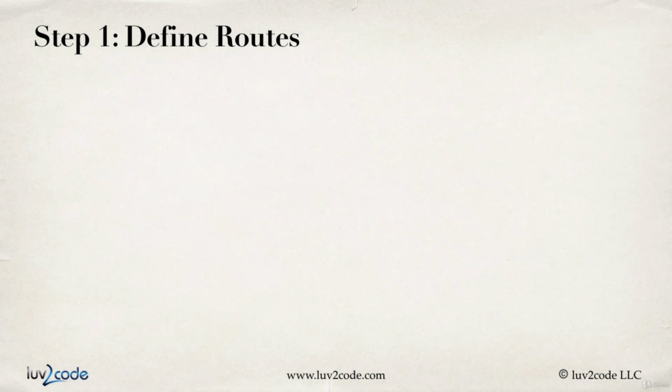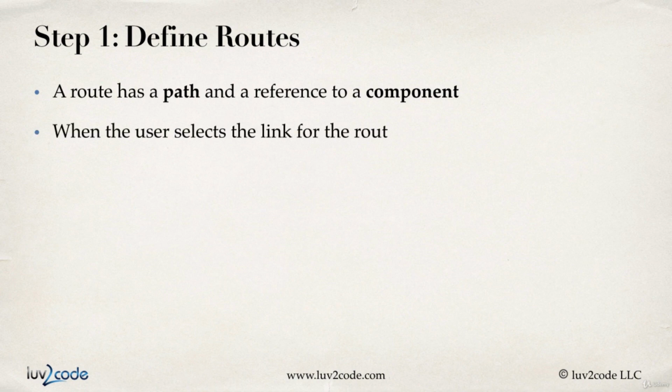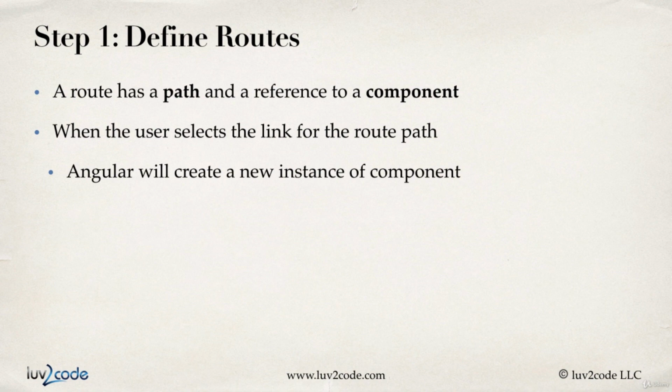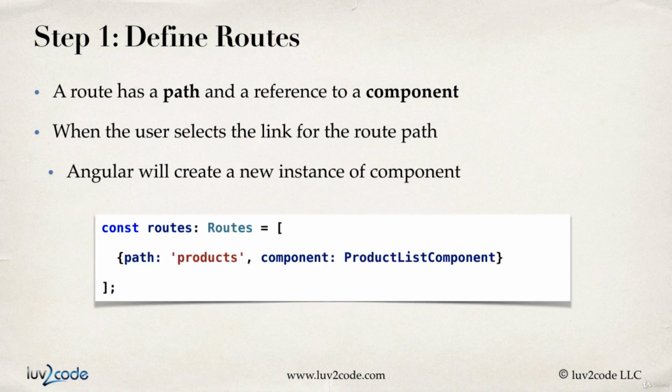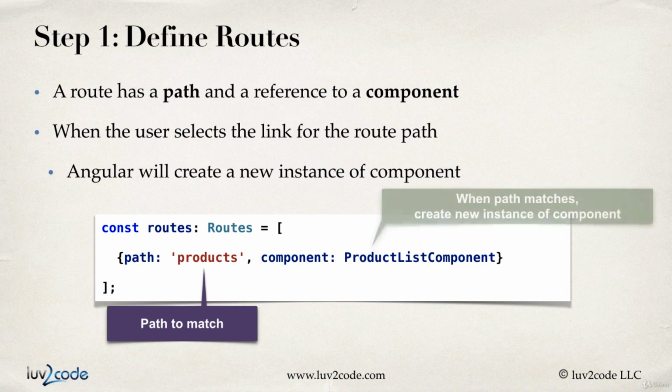So in step 1 of defining the route. A route is a path and a reference to a component. When the user selects the link for the route path, Angular will create a new instance of the component. And so here I'll set up my routes. The routes is simply a comma delimited list of route items. They specify the actual path to match. And then when the path matches, it's going to create a new instance of a given component.